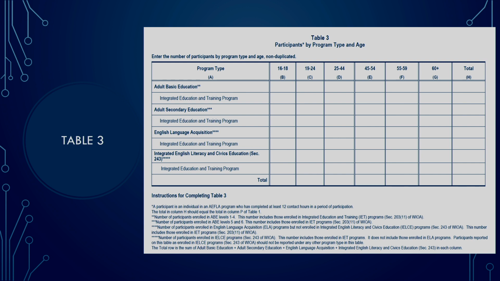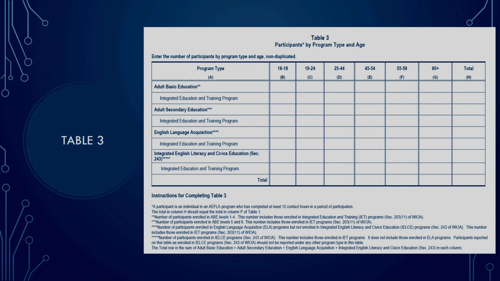Sure. So under WIOA, there's a carve-out for the IELCE funds. It's Section 243. And so in order to receive those funds, a program would have had to compete through the WIOA competition. We have many programs that receive federal funds under ABE, but just a handful that get the additional IELCE funds. They're required to have some specific components under that grant.